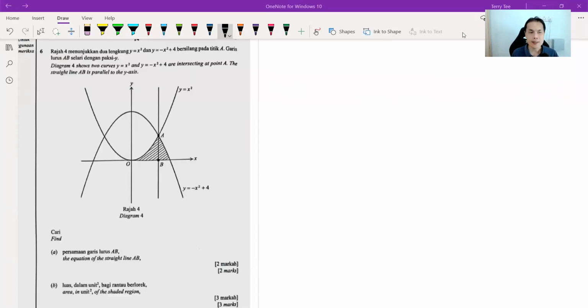Okay, question number 6. This is from the chapter on integration, Form 5, chapter 3. Diagram 4 shows two curves, y equals x squared and y equals negative x squared plus 4. They intersect each other at point A. AB is parallel to the y-axis. Parallel to the y-axis means it's a vertical line, so the equation should be x equals a number. You're supposed to find the equation of straight line AB. So the first thing, I think we can just let y equals x squared be equation 1, and y equals negative x squared plus 4 be equation 2.